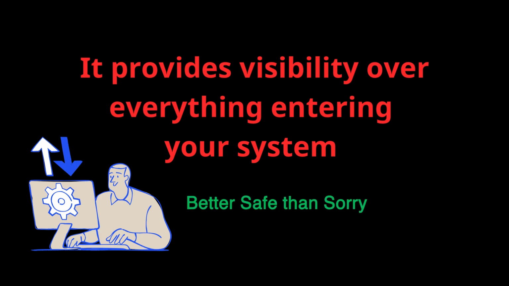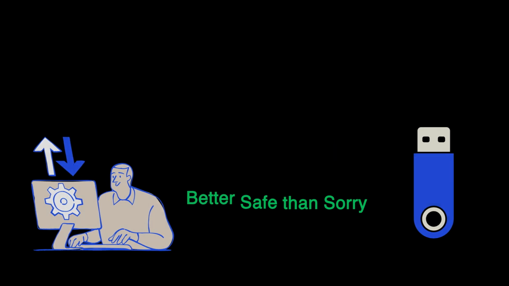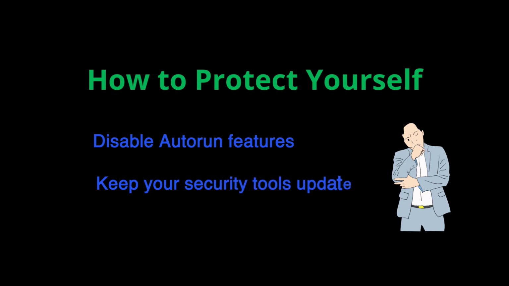Better safe than sorry. A warning pop-up appears. This USB contains suspicious files. Please remove it immediately. No drama, just a quiet alert before anything dangerous can happen. Avoid using untrusted USBs. Disable auto-run features. Keep your security tools updated. This simple project can be your first step in securing physical access to your system.